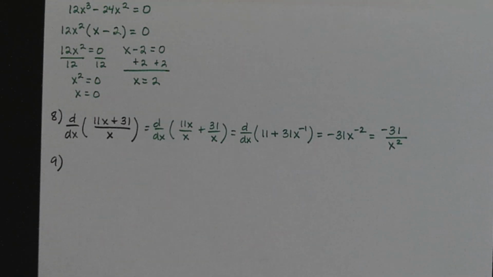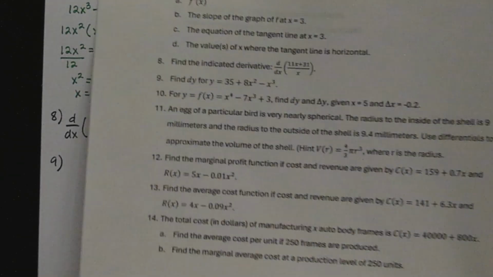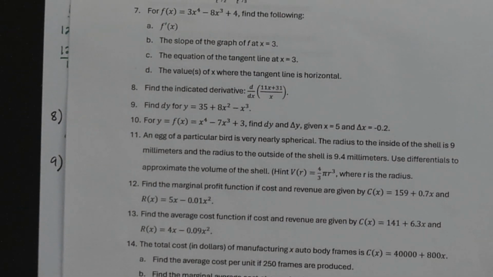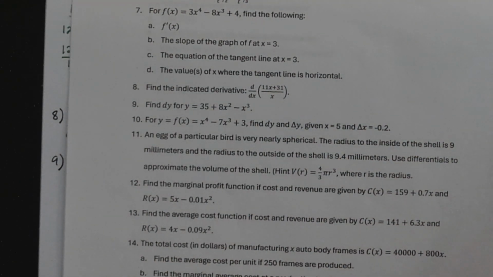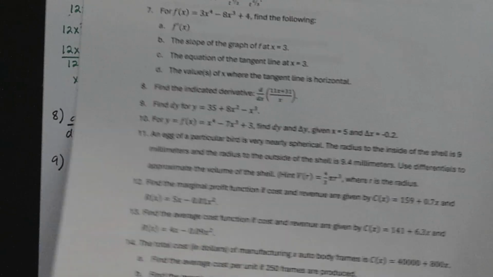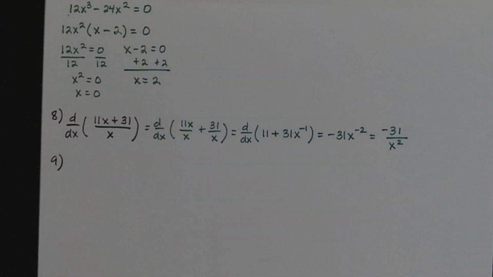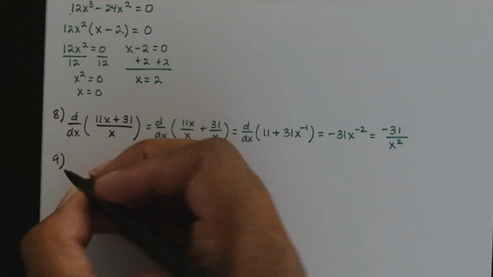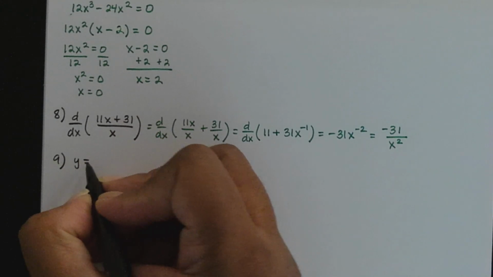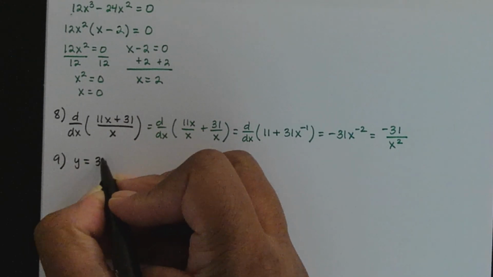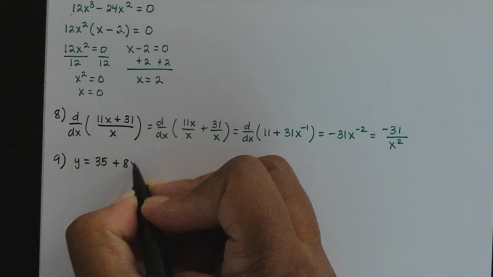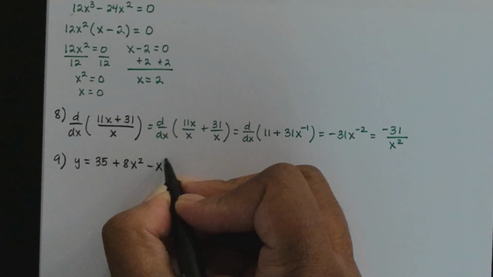All right, problem number 9. Now here we're using differentials. It just says find dy for y is equal to 35 plus 8x squared minus x cubed. Okay, so here we got y is equal to 35 plus 8x squared minus x cubed.